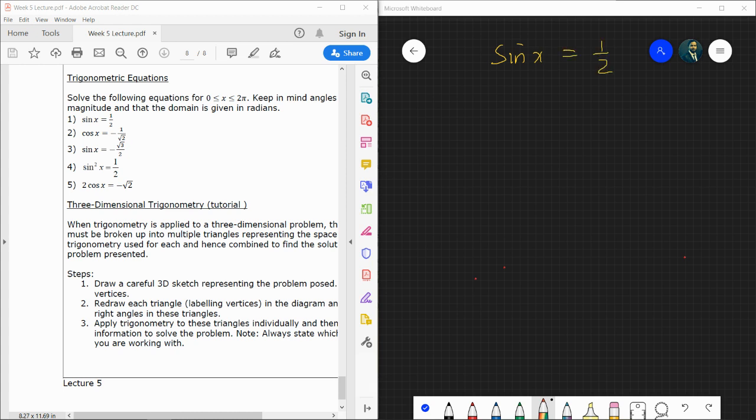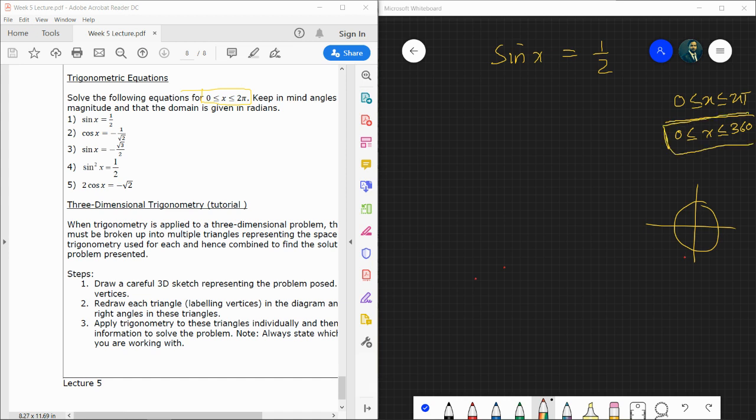Now, there are a few things to consider here. One is, what is the range? Because it can be infinity, because you can just keep going around the circles and you'll keep getting the numbers. So the range is important, which is given as 0 to 2 pi. In other words, it's 0 to 360. So we are just going around the circle once. So step 1, you must see what is the range.